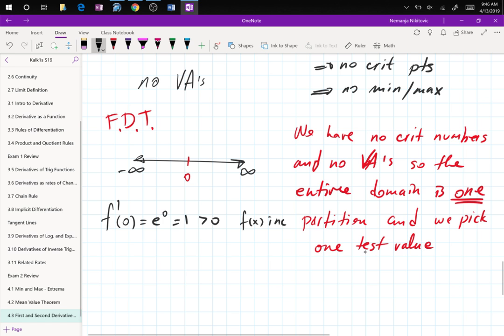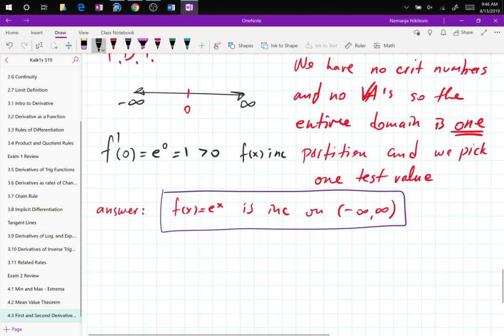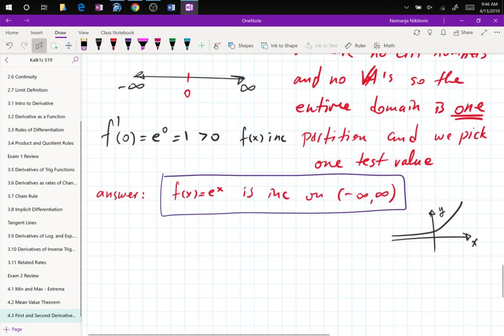And you get to write the answer now, which says f of x equals e to the x is increasing on negative infinity to positive infinity. And that's the answer. Does this make sense? Of course. You know what the graph for e to the x looks like, right? It's always increasing. So we haven't reinvented the wheel or anything. We just showed that the calculus that we do fits this.